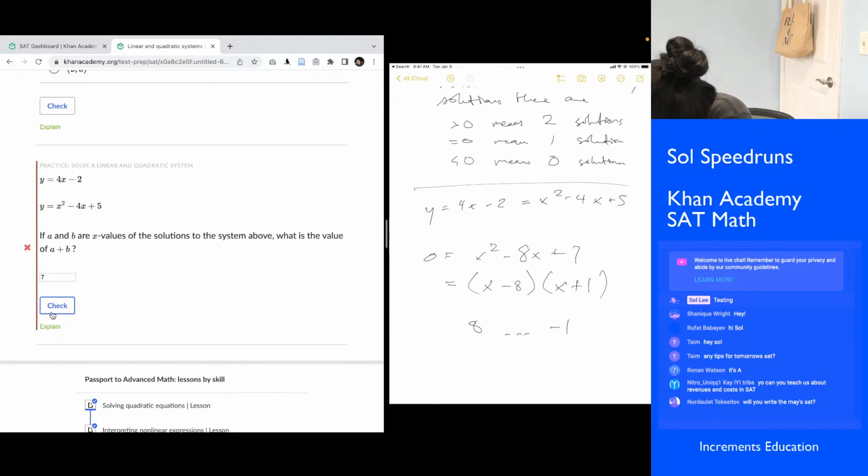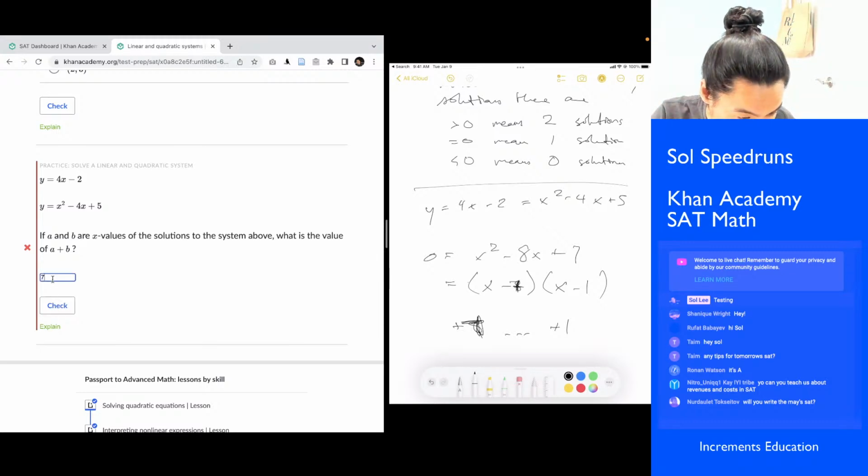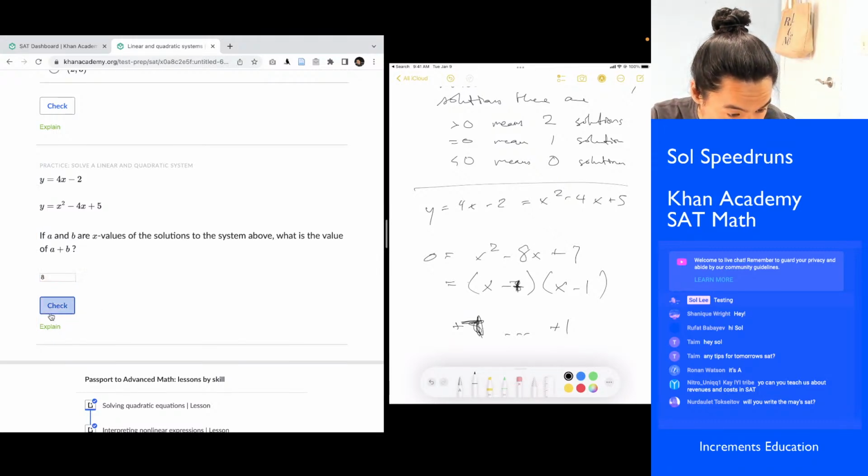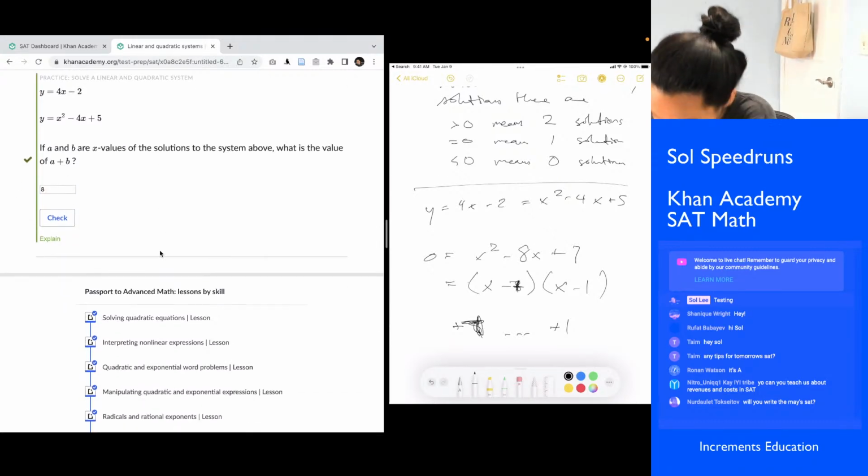Boo! Oh, I'm sorry. I factored it wrong. Okay, so it's actually 7 and 1, plus 7 plus 1, so that's 8. Okay, so then that gives me my correct answer.